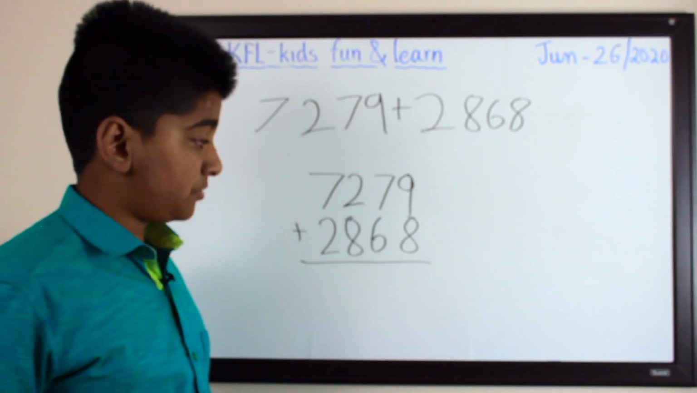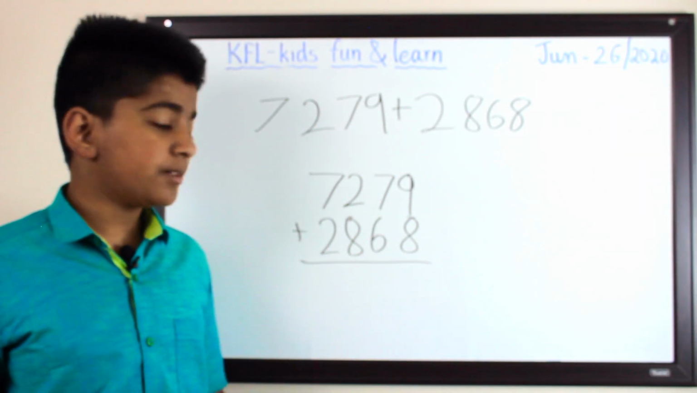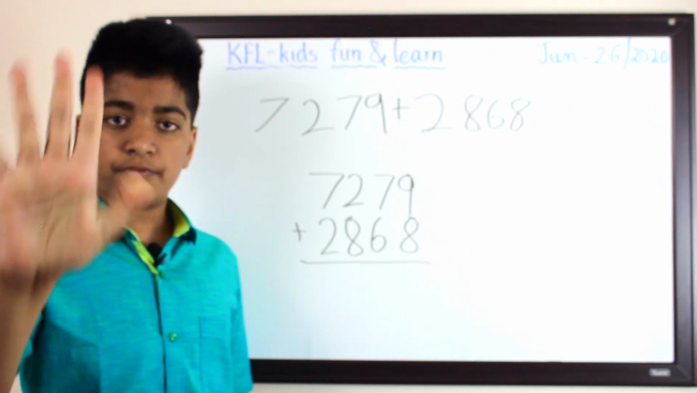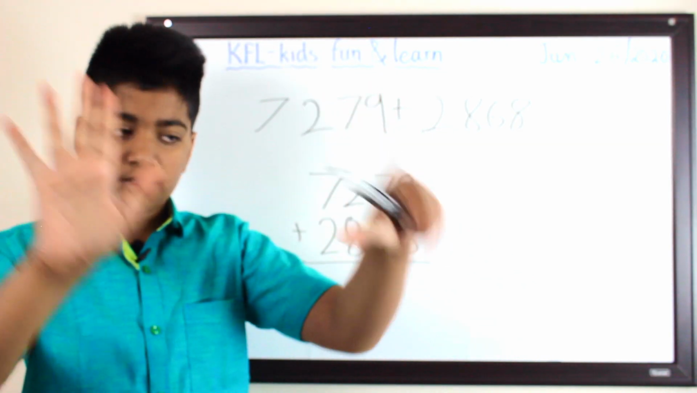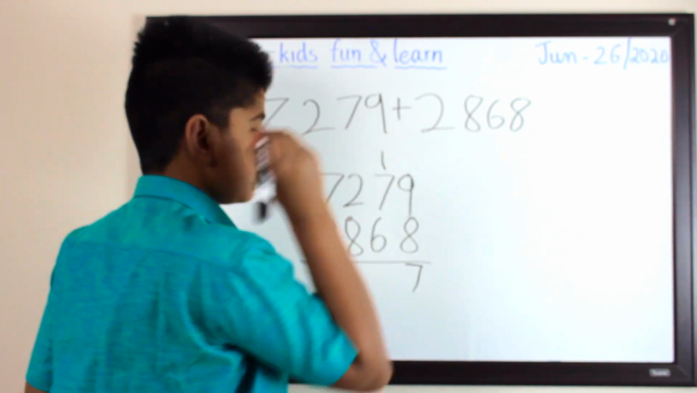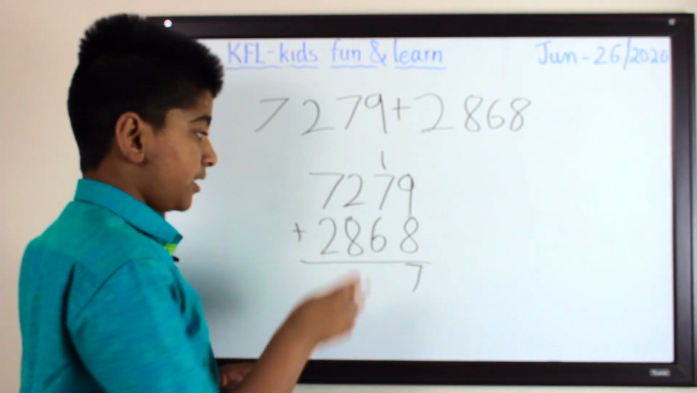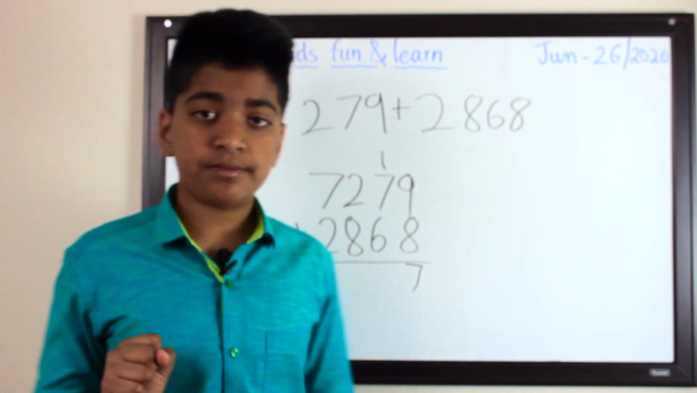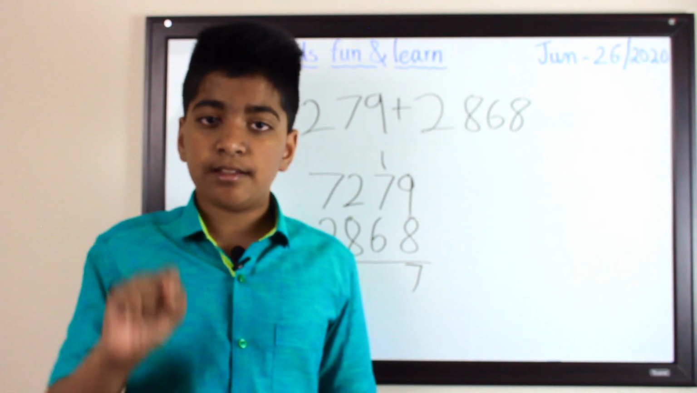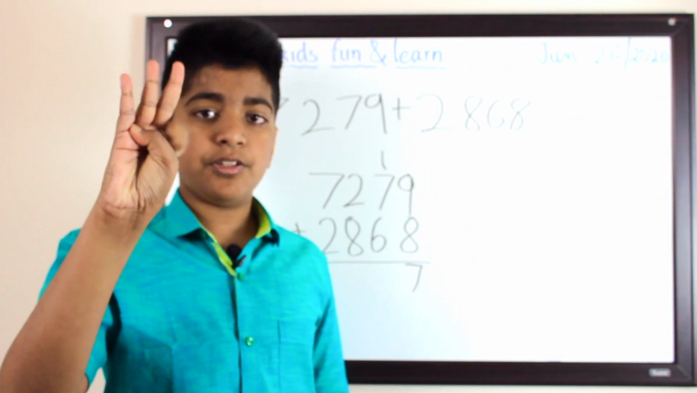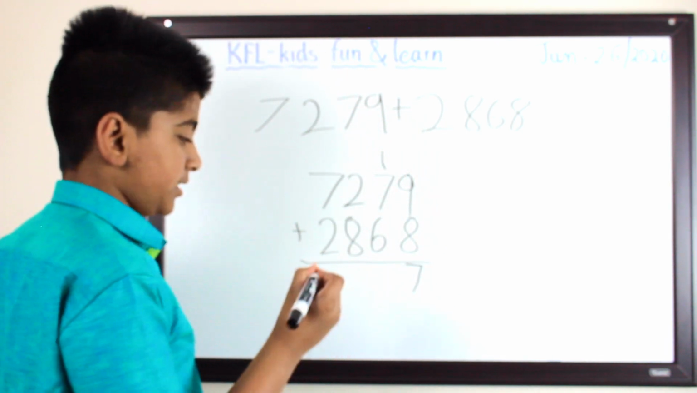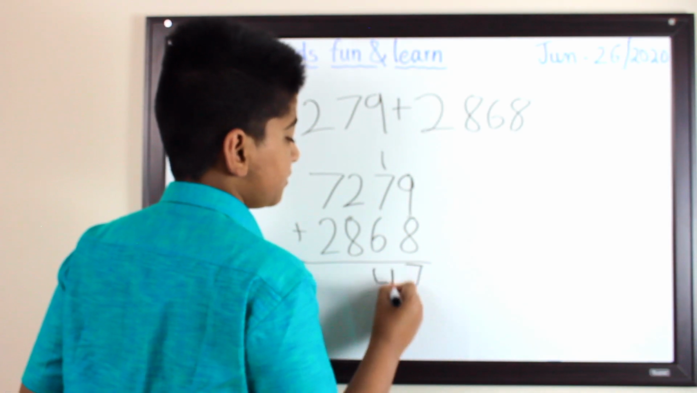9 plus 8, we can use our fingers. Let's start 9 and add 8 more. Okay? 9, 10, 11, 12, 13, 14, 15, 16, 17. 9 plus 8 is 17. 1 plus 7 is 8. And 8 plus 6, well, we can use our fingers again. So, let's start at 8 and add 6 more. 8, 9, 10, 11, 12, 13, 14. Okay? So 8 plus 6 is 14. 4 goes here, 1 goes here.